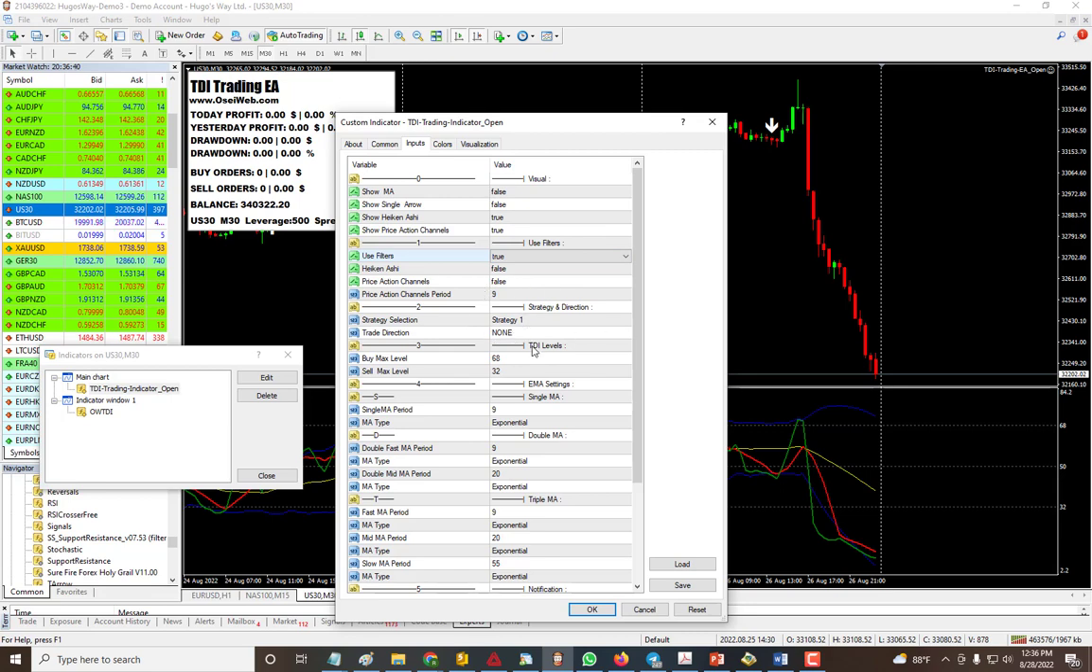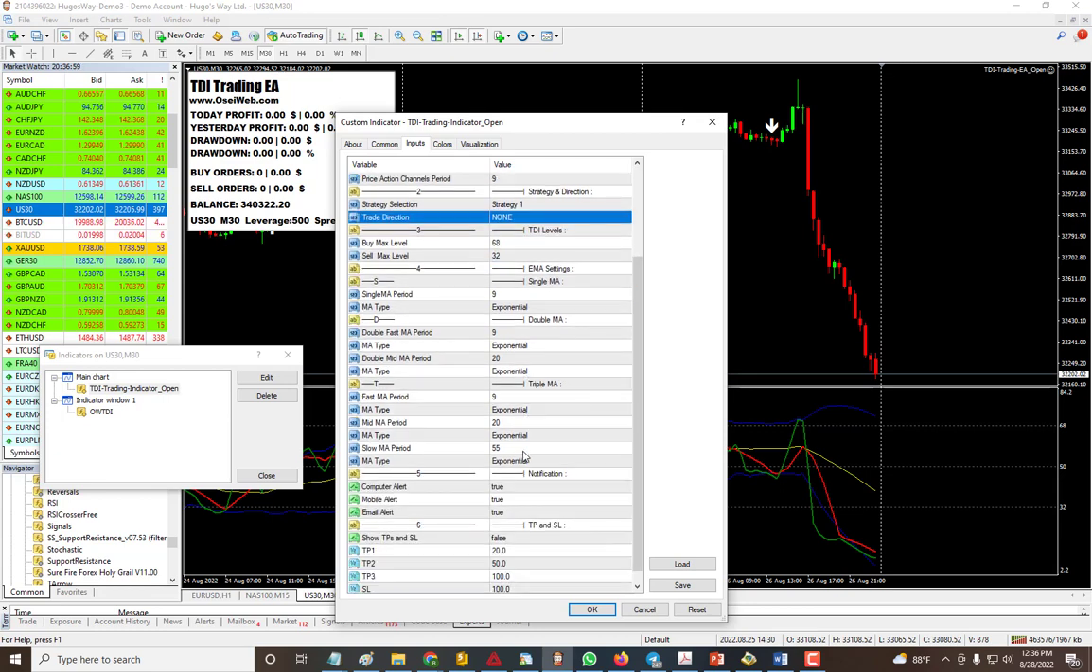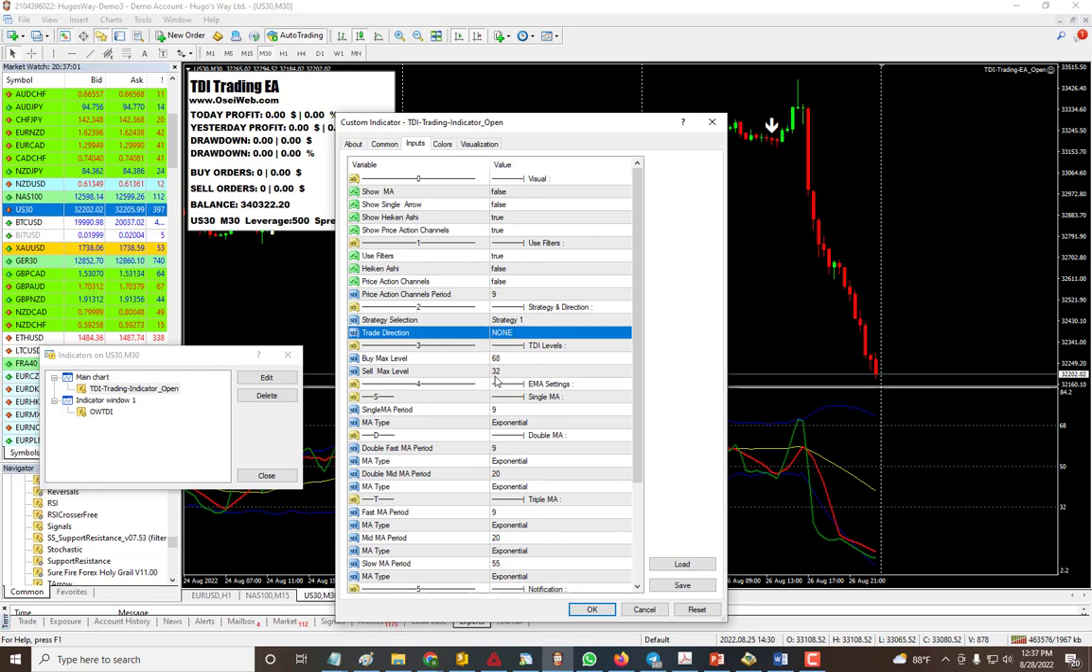We also have these various strategies, which I will go through in a second. And then also you can push the trend to a specific direction using moving averages: single, double, and triple moving average. So you only follow that trend, that direction. And here are the settings for it. And the levels for the TDI, as you can see here, are the default, so you can customize and change it as you see fit.